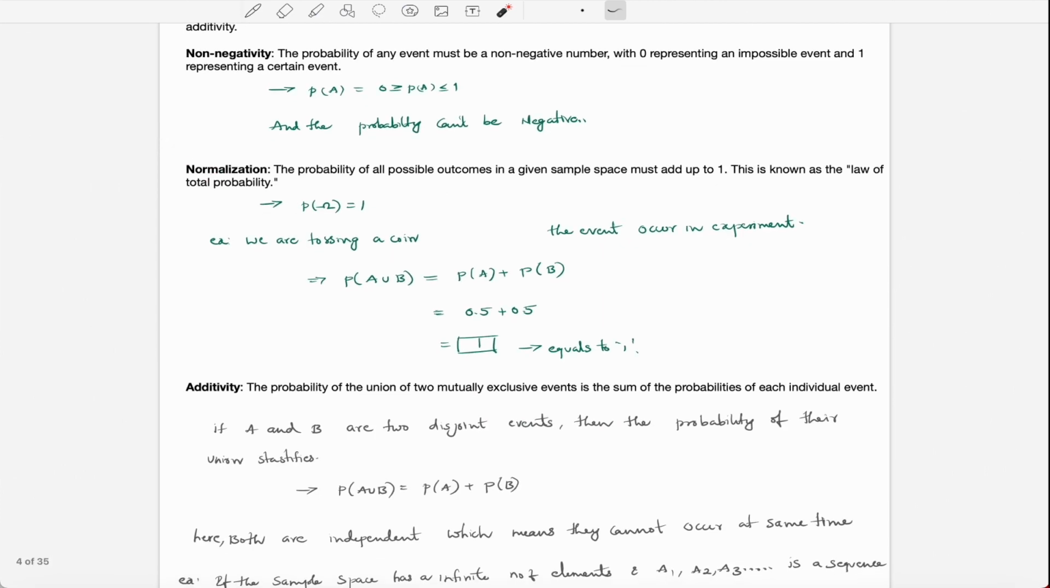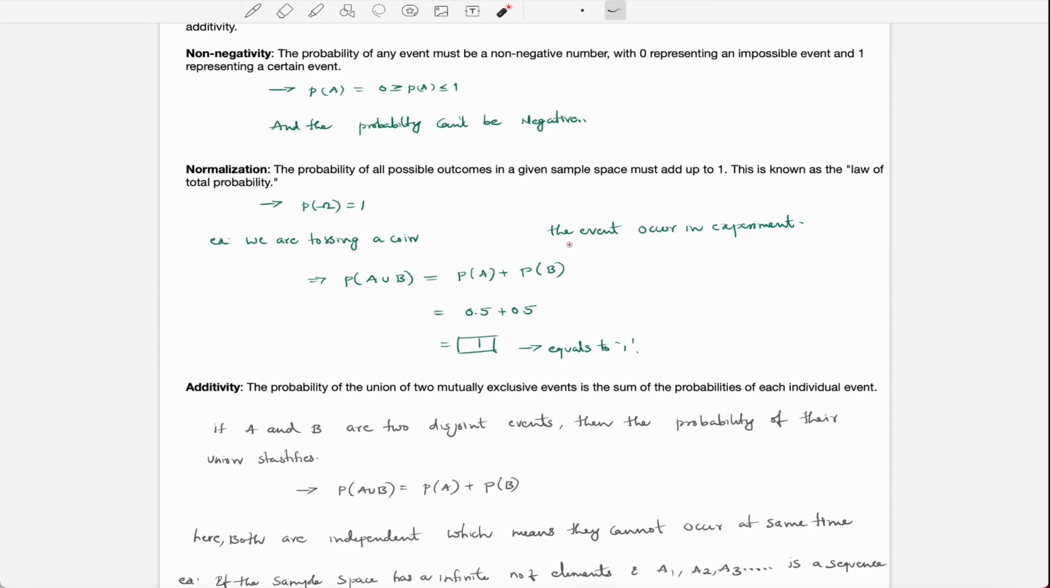So after that we have normalization. What do we mean by normalization? The probabilities of all possible outcomes in a given sample space must add up to 1. This is known as the law of total probability. I just want to give you an example. The probability of the sample space is equal to 1. This must be equal to 1 because, for example, we are tossing a coin.